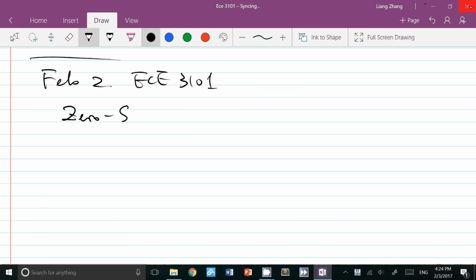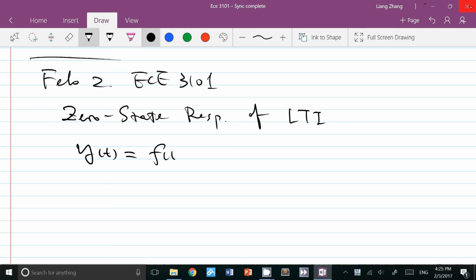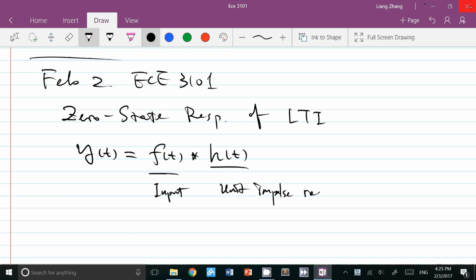So, zero-state response y of t, this is of an LTI system. The zero-state response, as we discussed, can be obtained using the convolution integral, where f of t is your input, h of t is the unit impulse response, and mathematically this is equal to the integral. The integral is obtained like this.